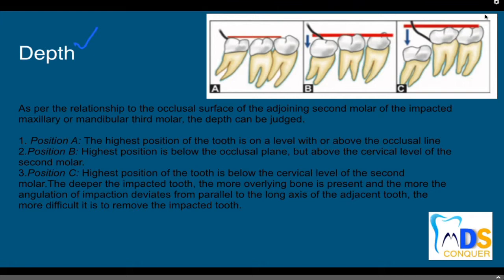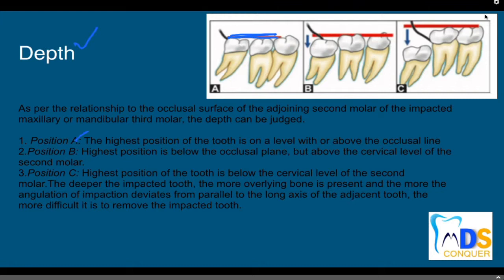Anyway, we know that there are mesioangular, distoangular, vertical, many different types of impactions. That's an easy classification. But once you are done with the type of impaction, the second important aspect that you have to focus on is the depth. Depth is just a comparison of the third molar with the second molar. You have to draw an occlusal line over the second molar and extend it over the third molar, by which you will know the depth of the particular tooth.